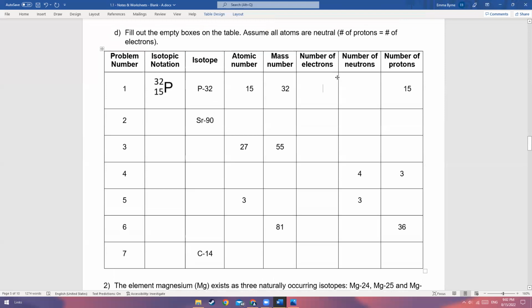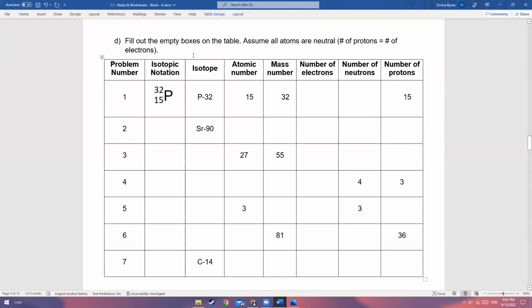The number of electrons, we know that all atoms in this scenario are considered to be neutral. So the number of protons equals the number of electrons. So we got 15 protons, we have 15 electrons.